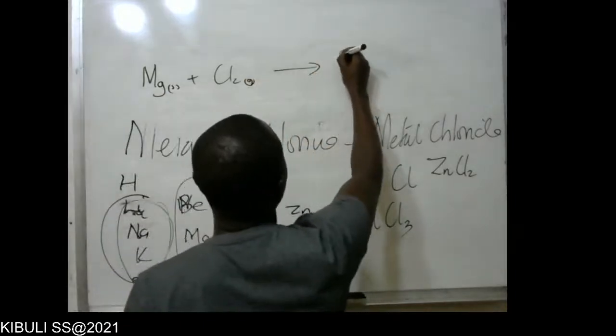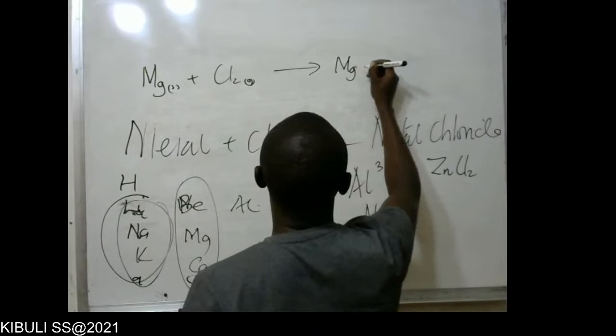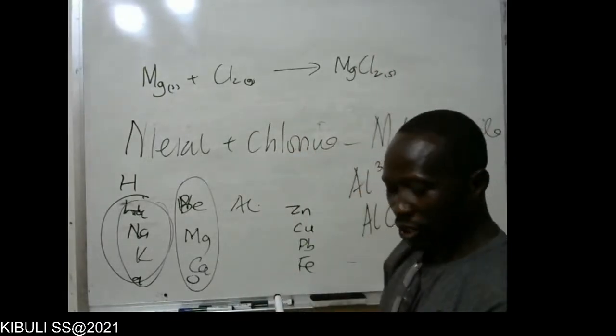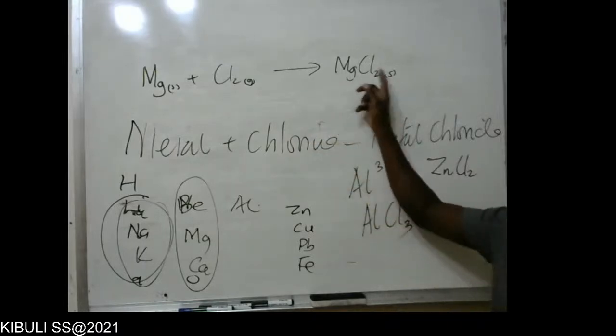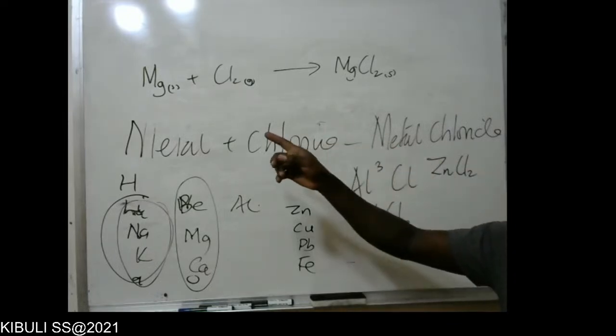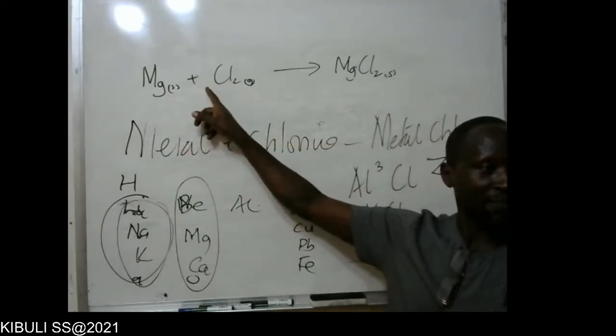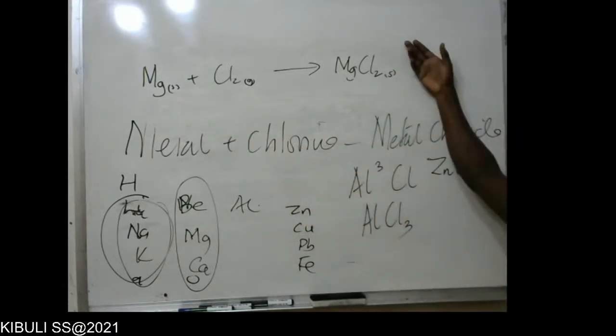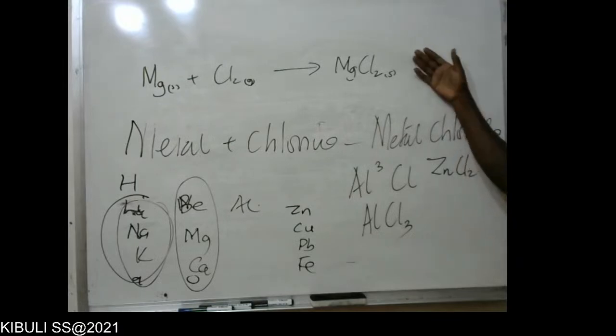So what do we form? We shall form magnesium, valence 2, chlorine, valence 1. And this is a solid. The reaction produces white fumes that will settle down to form a white solid, and it requires burning. So what will be the observation? The gray solid burns with a pale yellow flame to form white fumes that settle into a white solid.